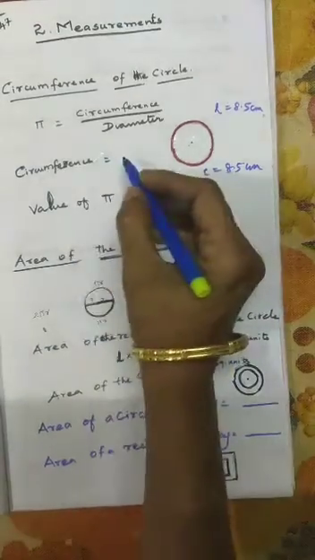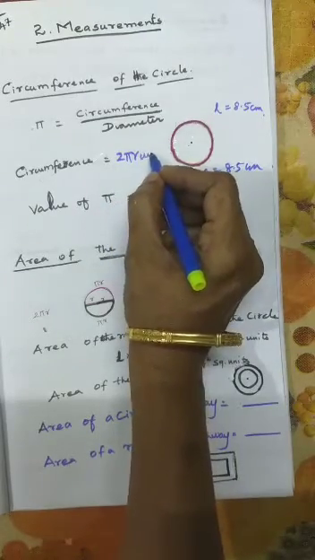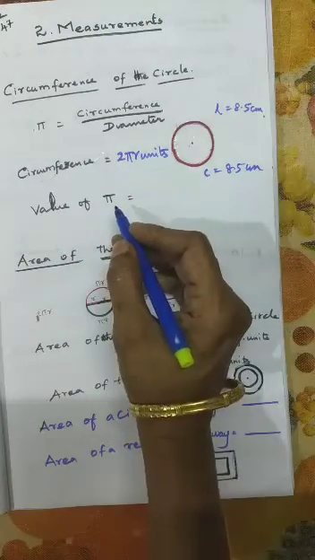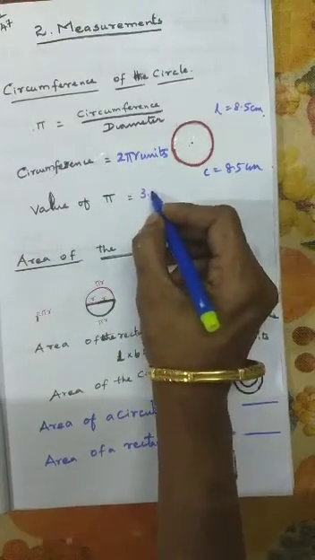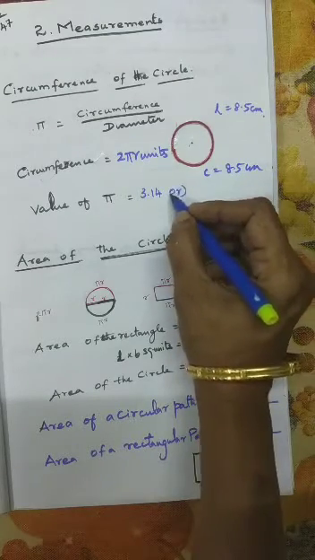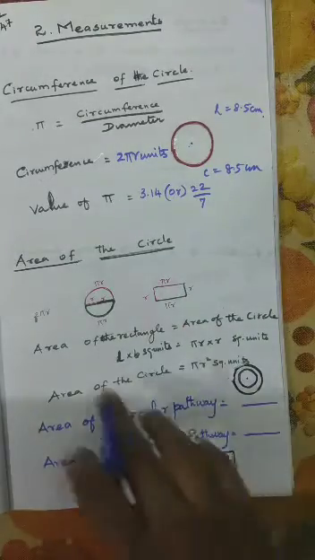What is the formula to find circumference of a circle? 2 pi r units. Then the value of pi? Yes, 3.14. And in fraction? Yes, 22 by 7.